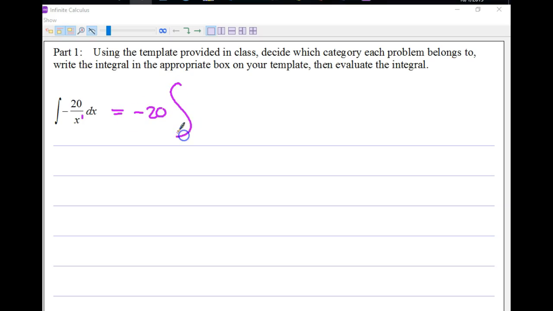All right, so the first thing we want to do is take out the negative 20, right? And then what's the integral of 1 over x? Don't forget your absolute value bars.